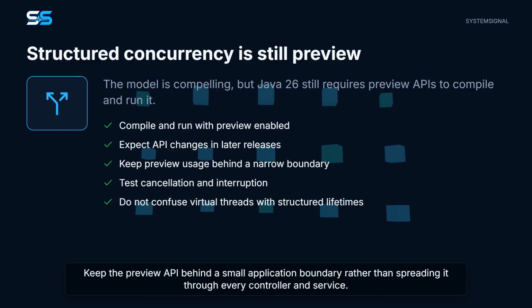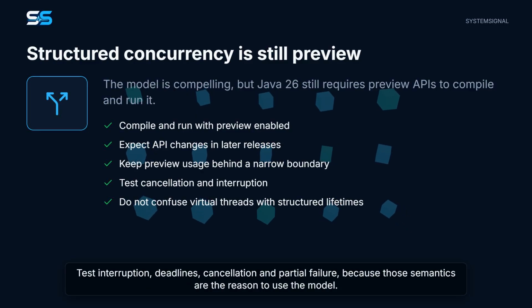Keep the preview API behind a small application boundary, rather than spreading it through every controller and service. Test interruption, deadlines, cancellation, and partial failure, because those semantics are the reason to use the model.